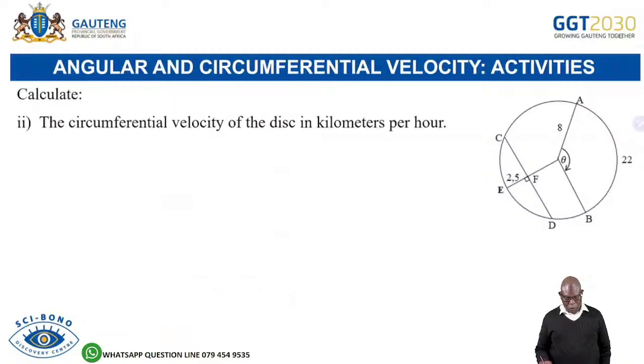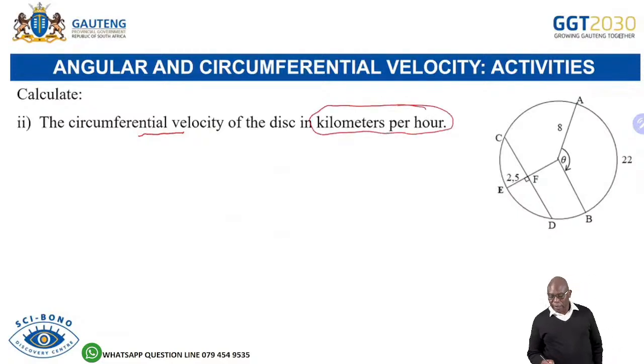Now Roman figure 2 says, now the circumferential velocity of the disk in kilometers per hour. You see now, in kilometers per hour.